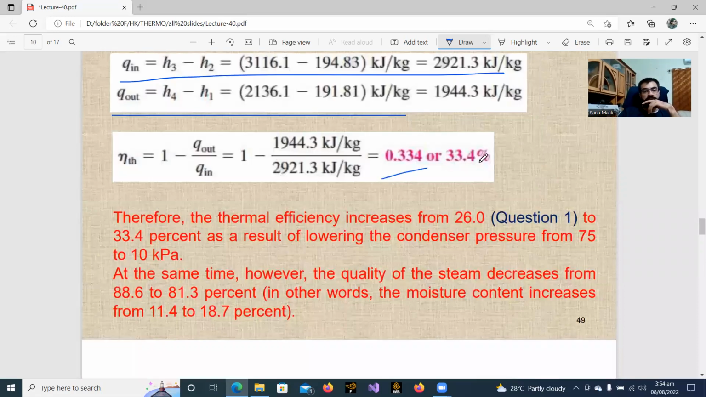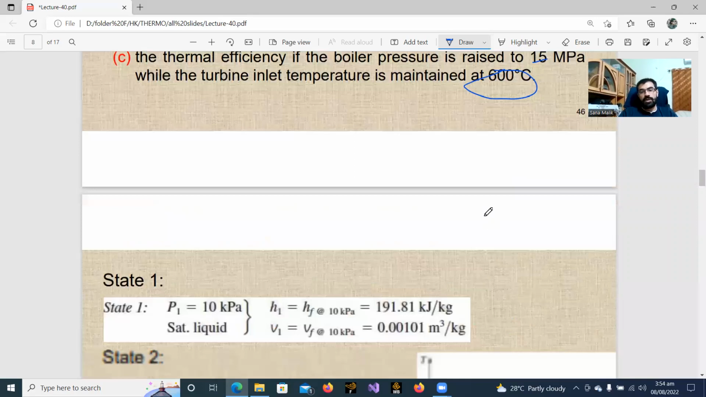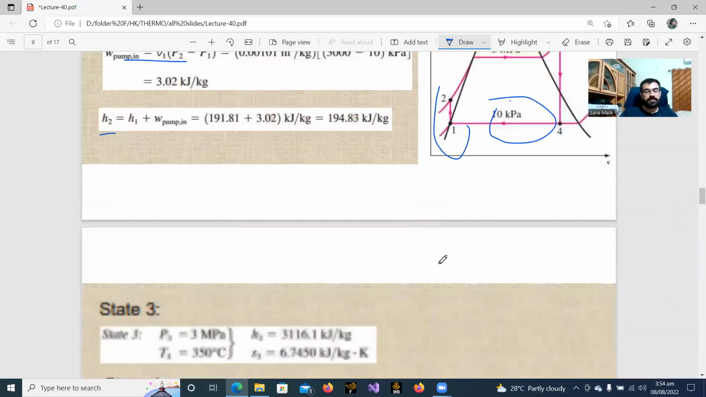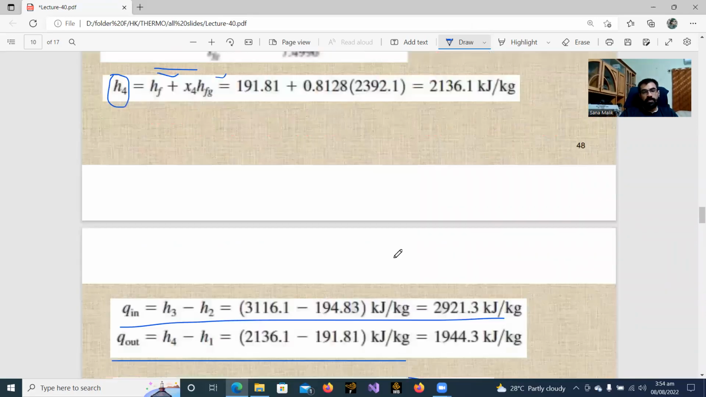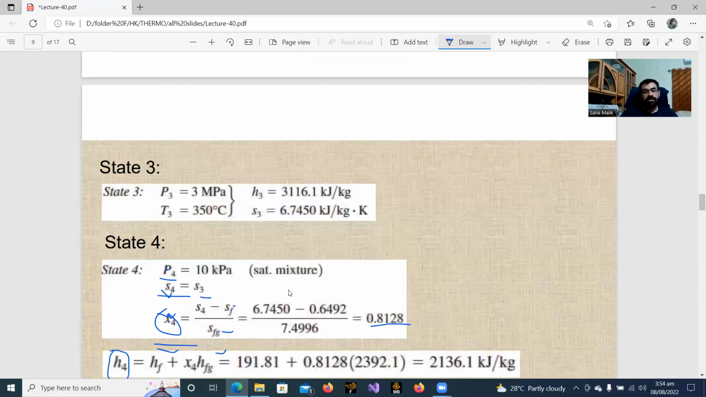This is the efficiency. So the thermal efficiency increased from 26 to 33.4% as a result of lowering the condenser pressure from 75 in the previous problem to 10 kilopascal in this problem. We lowered the condenser pressure and efficiency increased. But what also happened is the moisture content also increased.